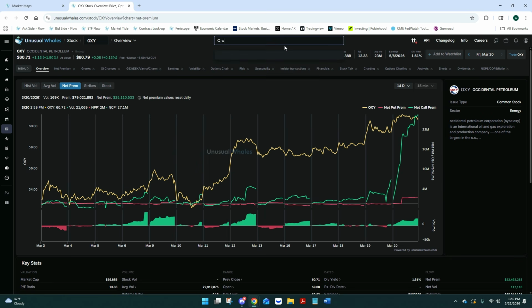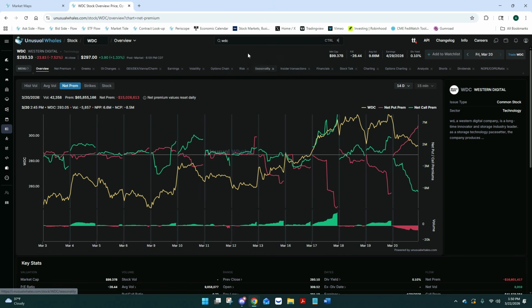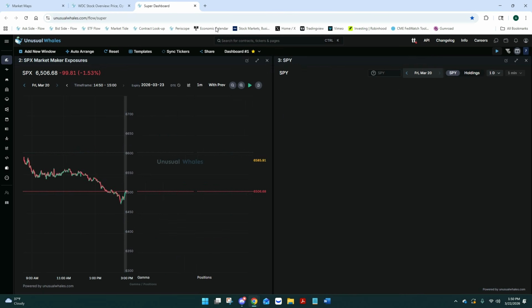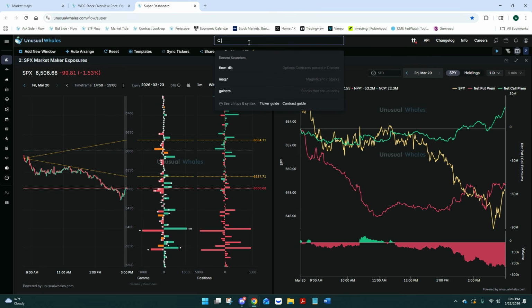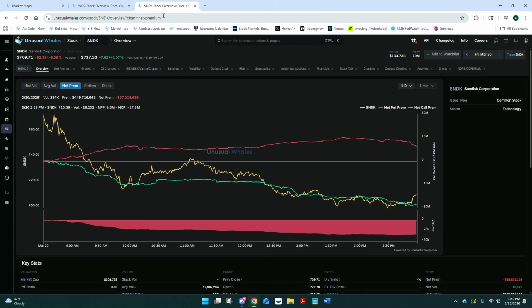So our other one was WDC. Let me pull that one up there. So WDC, good example here from Friday. Large amount of call outflow. Big spike in put premiums here. I am looking for maybe a pullback down to fill this gap at some point. So we have two names here, and I'm going to pop them up. We're going to look at SNDK, and we're going to look at WDC.